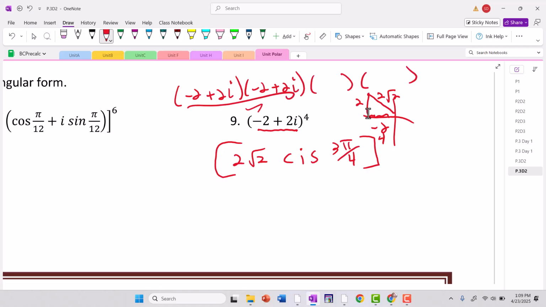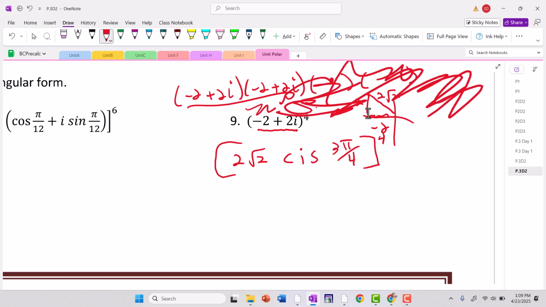So FOIL, get that answer, and then multiply by this one, FOIL, get that answer, and then FOIL, and you get that. Blah, blah, blah. All right? Would you want to do that? No. This is why this is really valuable. Because now, what's 2 root 2 to the 4th power? What's 2 to the 4th? 16. What's root 2 squared? 2 squared, that's 4. So root 2 to the 4th is 4.